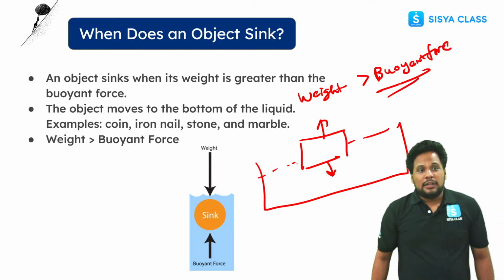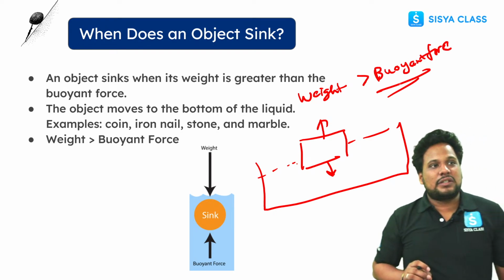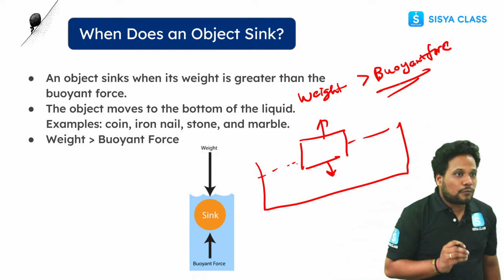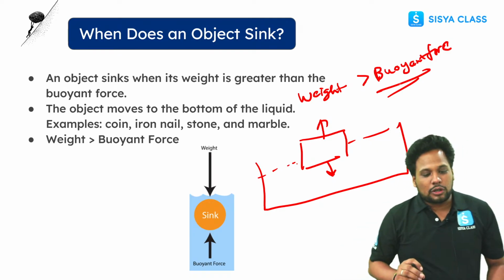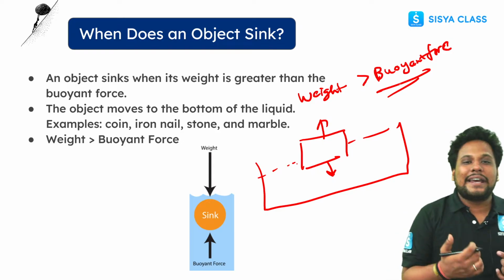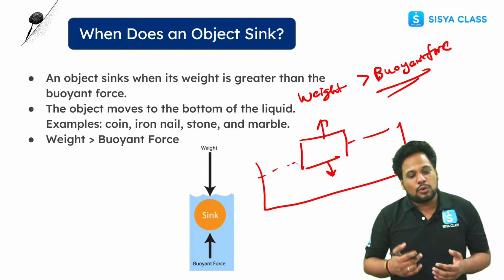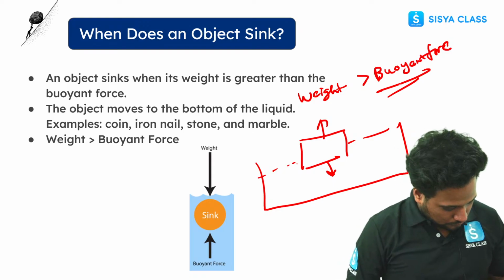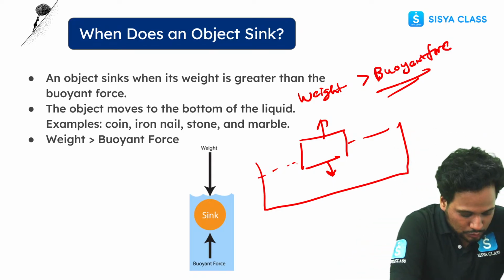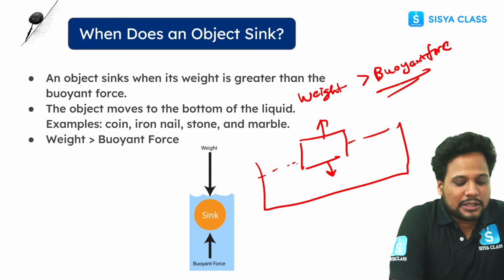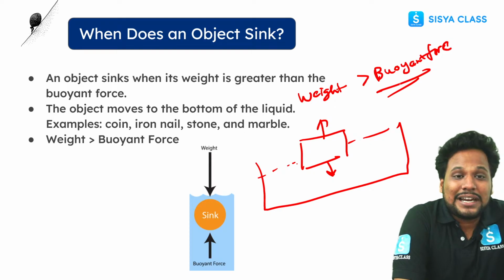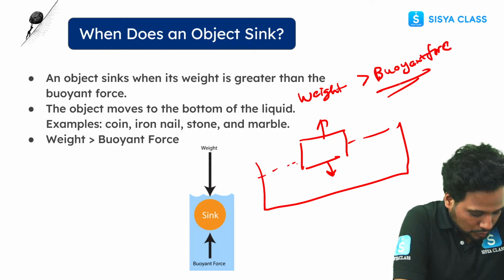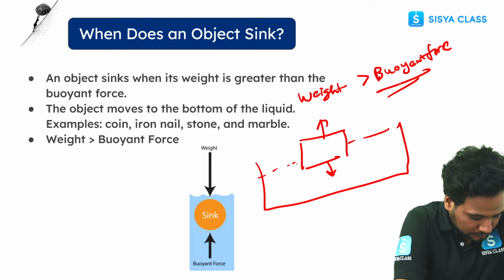This is clear? So an object sinks when its weight is greater than the buoyant force, and the object moves to the bottom of the liquid, for example a coin, iron nail, stone, marble. So the object will sink for sure when you put it into the liquid. So when the weight of an object is greater than the buoyant force, the object is going to sink. This is clear?